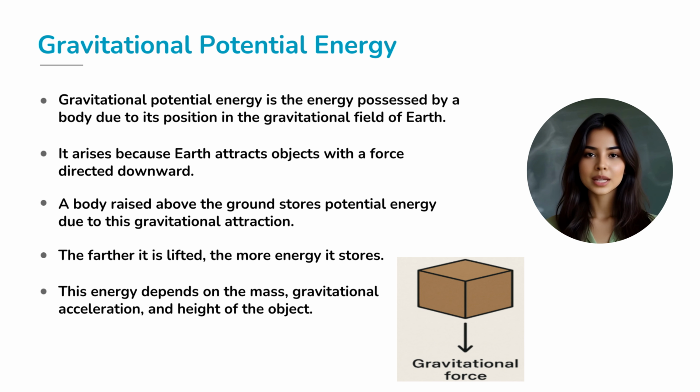Let's explore one major type of potential energy, gravitational potential energy. Imagine holding a ball above the ground. The higher you lift it, the more energy it stores. Why? Because gravity is ready to pull it back down. This energy comes from the force of gravity acting on the object's mass as it gains height. So when we raise an object, whether it's a book or a bucket, we're giving it gravitational potential energy, even if we don't see it immediately. It's the energy stored by position in a gravitational field.